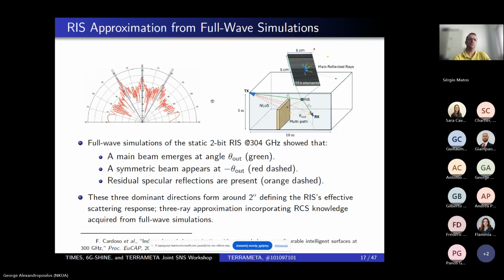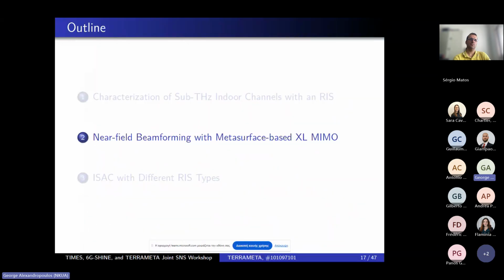So long story short, the proposal that we came up with in this work is that you first fabricate the RIS, you do full wave simulation on its behavior at a specific angle. You need to do it for various angles, of course. For each angle, you get a set of the most critical beams, and these responses are what you incorporate in the ray tracing tool in order to use this tool later on for your performance analysis of any algorithm that incorporates an RIS.